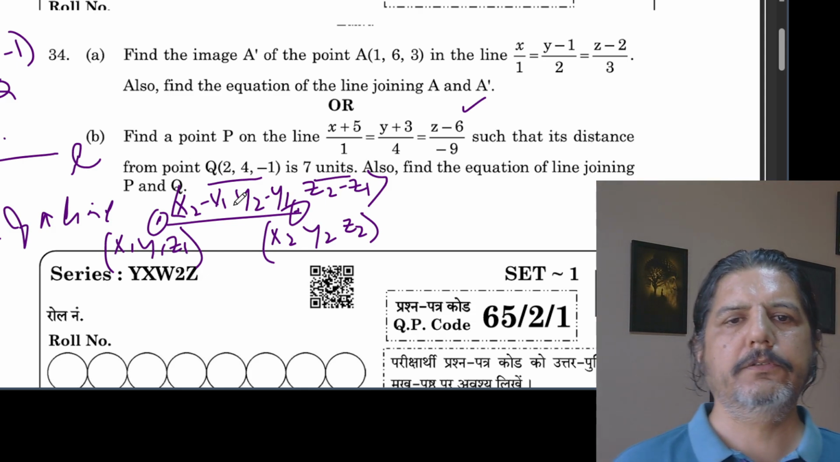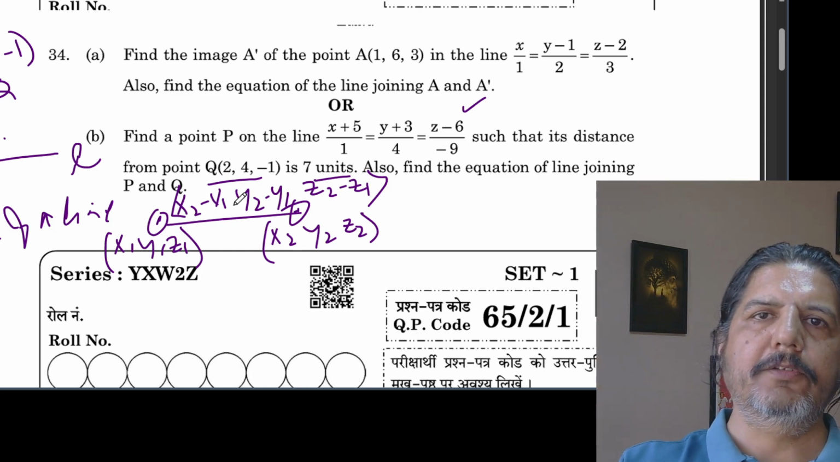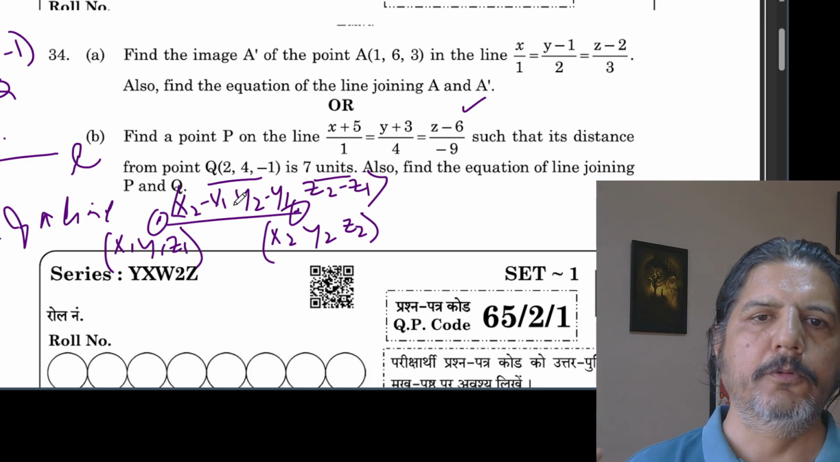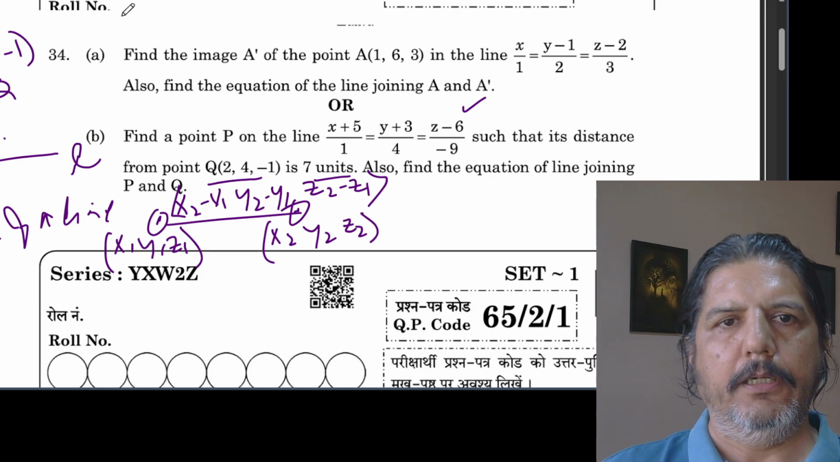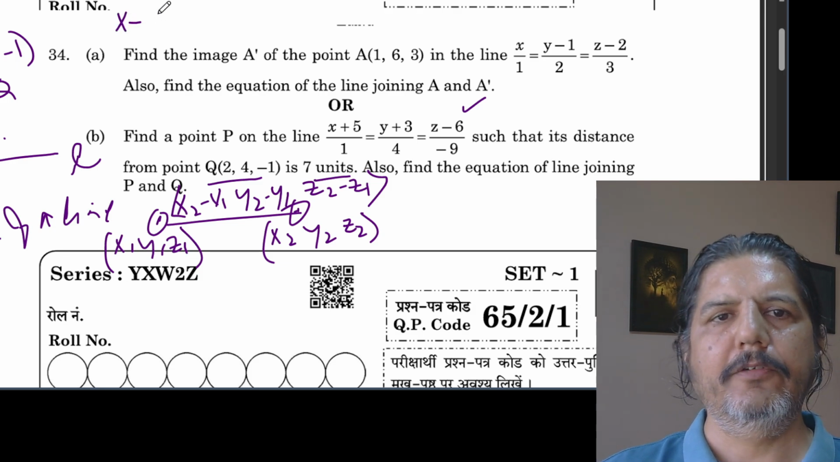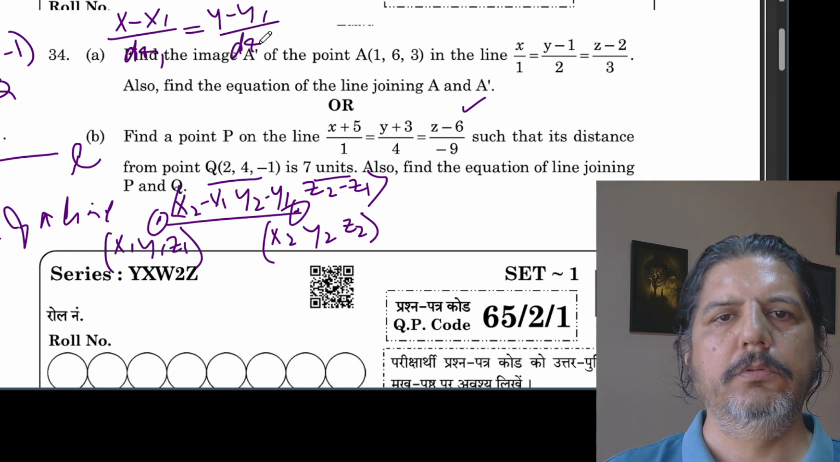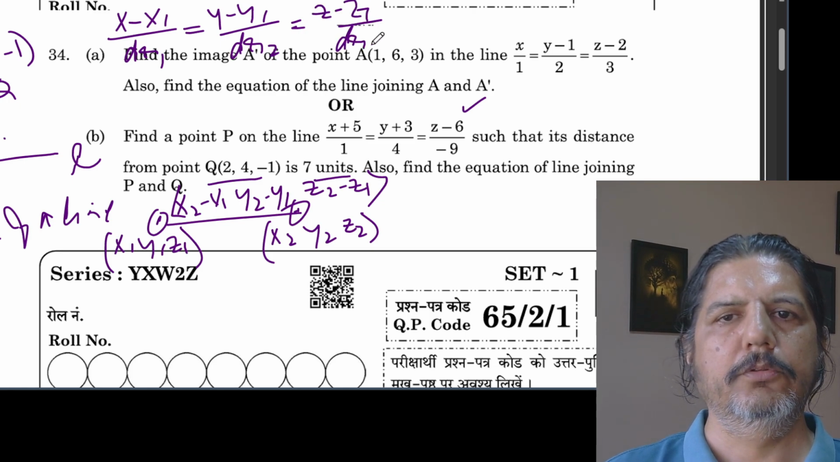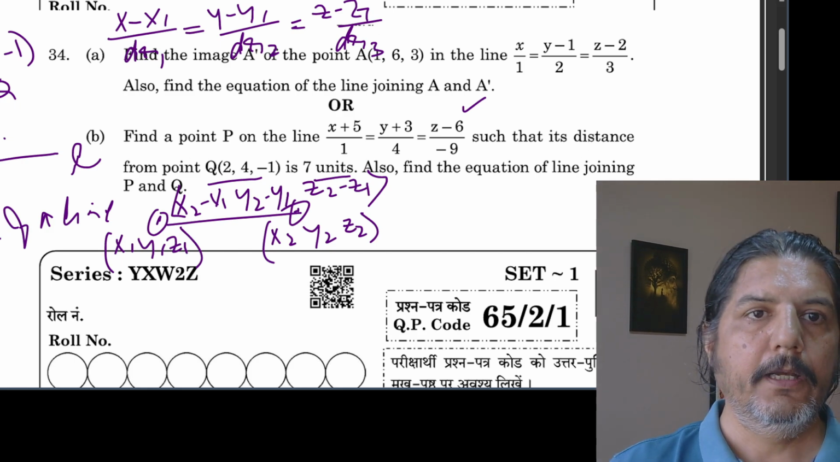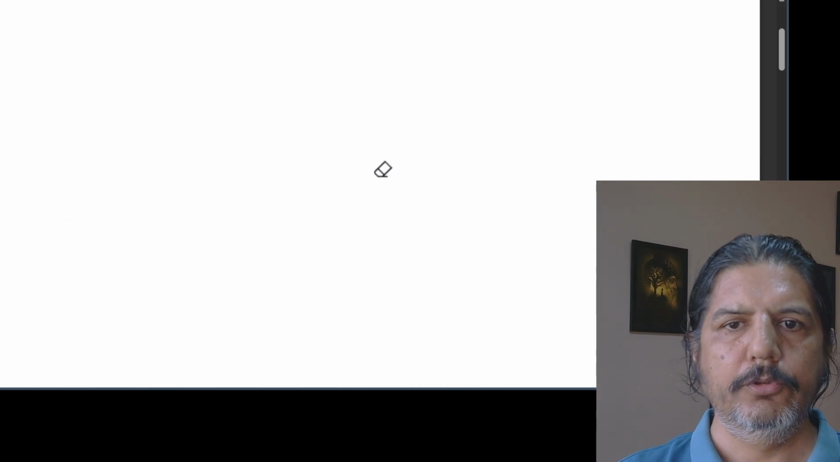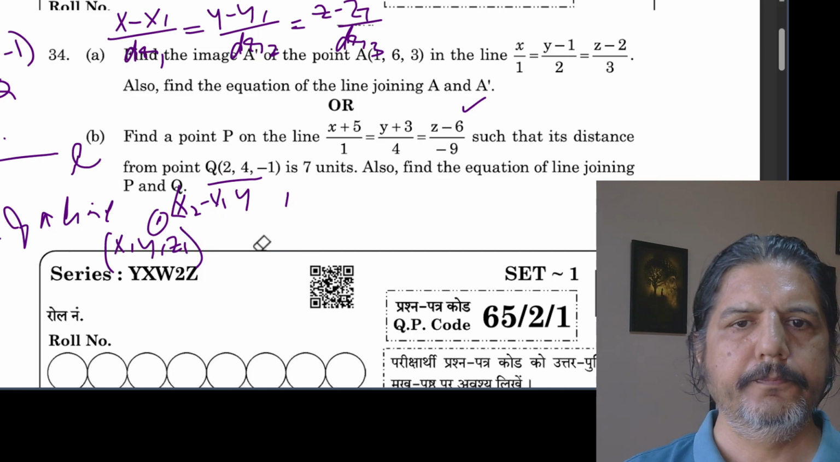So it hardly matters whether you write this as x2 minus x1 or x1 minus x2. Once you have found the direction ratios, you have a point x1, y1, z1. So (x minus x1) upon direction ratio 1, (y minus y1) upon direction ratio 2, (z minus z1) upon direction ratio 3. So that is how we will proceed with this question, and I will show you the solution of this question.